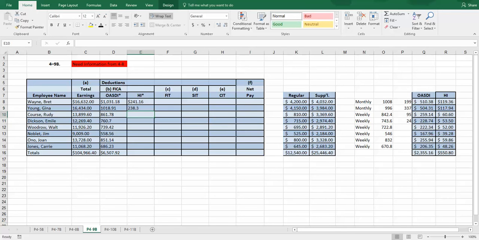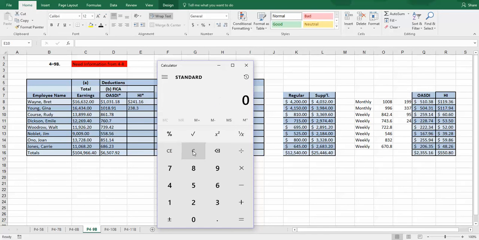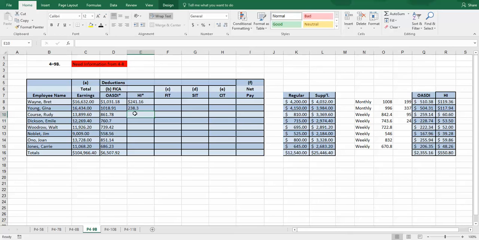Okay, and now we're going to go to the weekly employees. So 810 times 1.45%. And again, we're going to have to round this one as well. So it's $11.75 times 12. And then add the $60.60 we've already calculated. So it's $201.60.